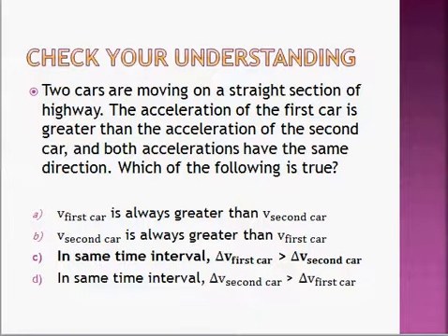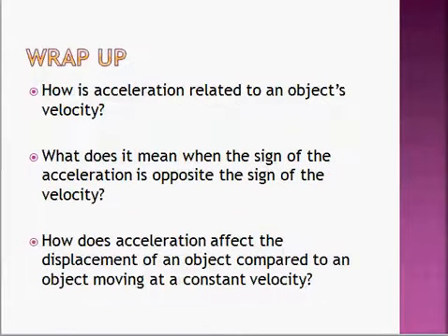So, to wrap up, let's revisit our questions. At the start we said we want to know, how is acceleration related to an object's velocity? Acceleration is the change in velocity over a change in time. So there's a direct relationship there. What does it mean when the sign of the acceleration is opposite the sign of the velocity? That just means it's slowing down. If the signs are the same, it's speeding up. If the signs are opposite, it's slowing down.